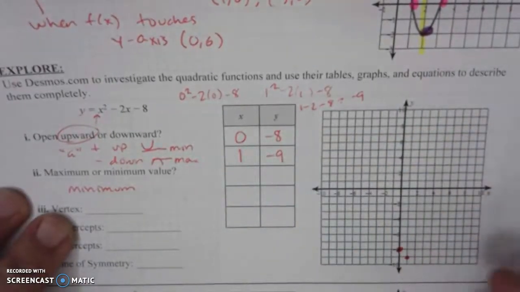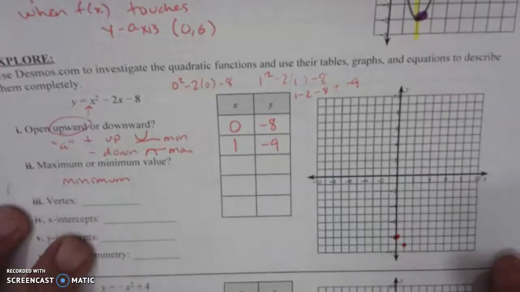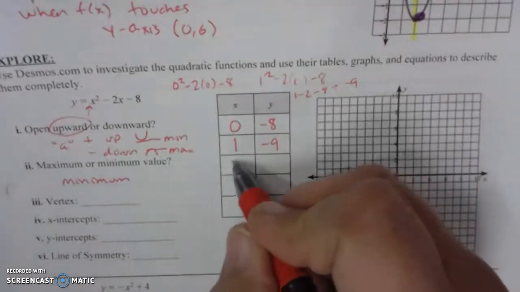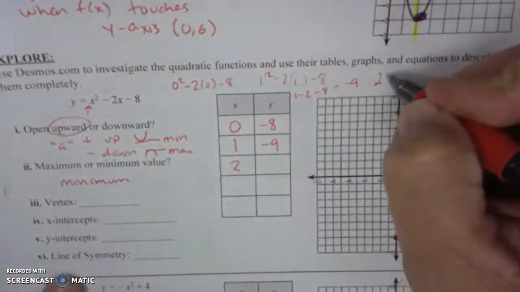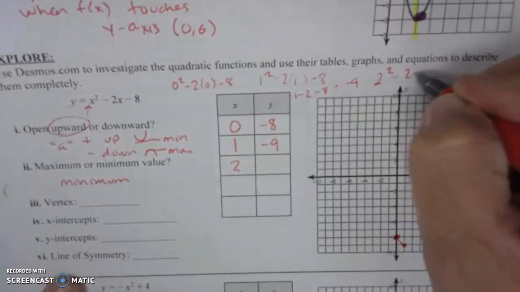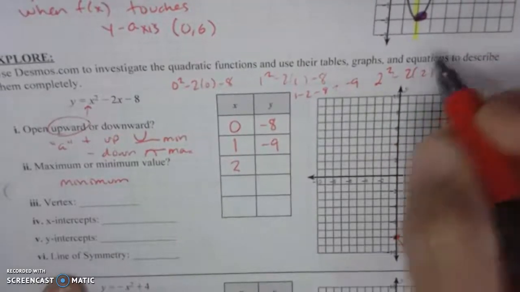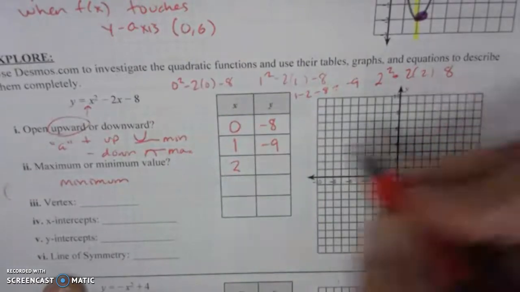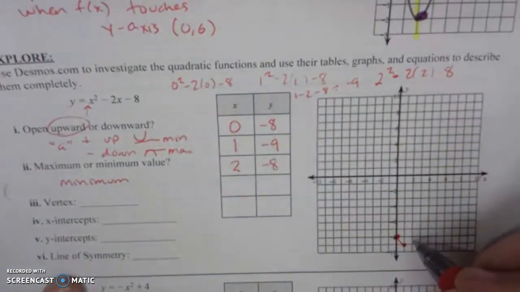And let's plug another number in. You can see where this is going. It's going down like this. Let's plug in the number 2. So we're going to get 2 squared minus 2 times 2 minus 8. Well, 2 squared is 4. 4 minus 4 is 0, minus 8, so I'm going to get negative 8 again. Oh, look, do you see how it's going to come back up like this?